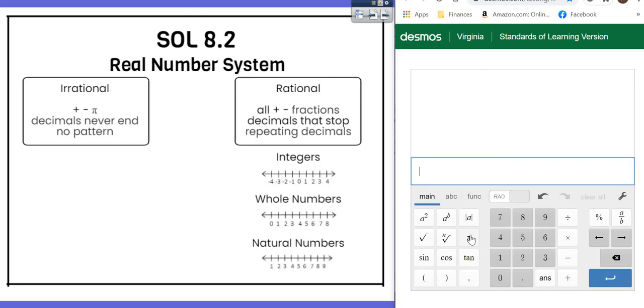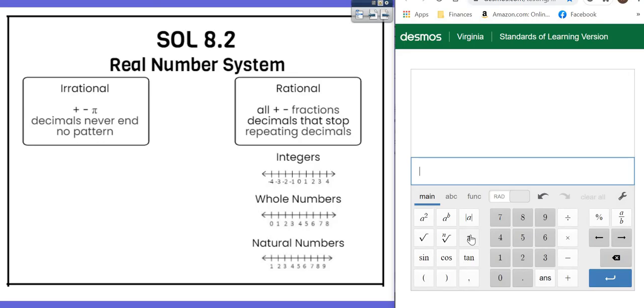Okay? Integers are all of the numbers on the perfect number line. So imagine in your head that perfect number line: -4, -3, -2, -1, 0, 1, 2, 3, 4. Those are integers. Whole numbers start with 0 and then count, whatever you want to count, 1, 2, 3, 4, 5, and go on forever.